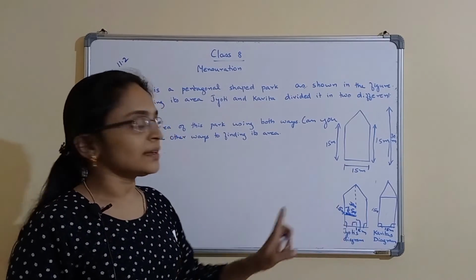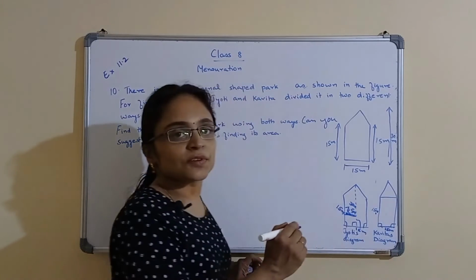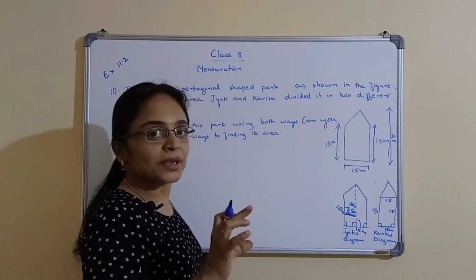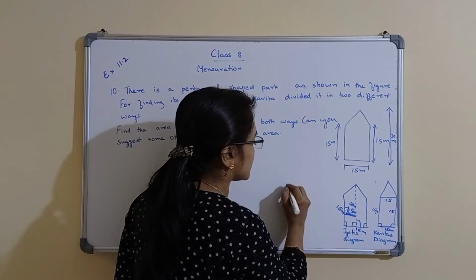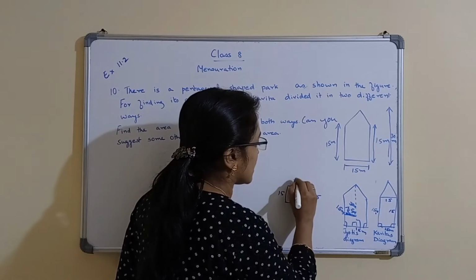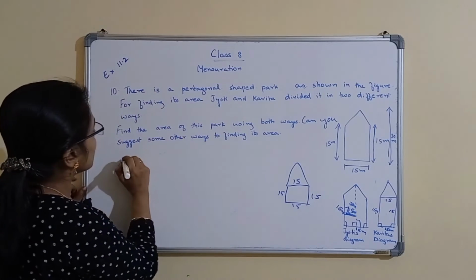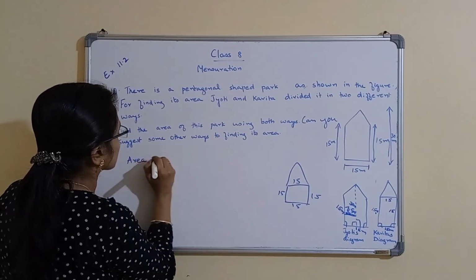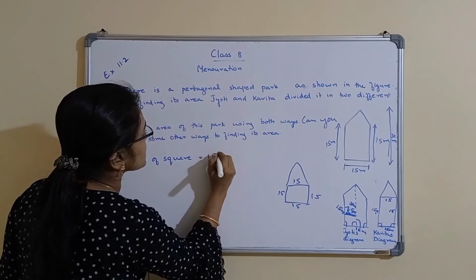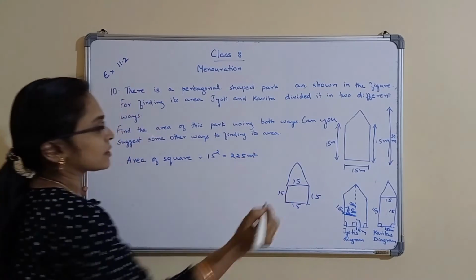Now we will find the area using Kavita's method. Here this is 15 meter and this is 15 meter. So this will be 15 and this will be 15. So this will be a square. So we can draw like this: 15, 15, 15, 15 and a triangle. Okay. So area of square is equal to 15 square, which is equal to 225 meters square.